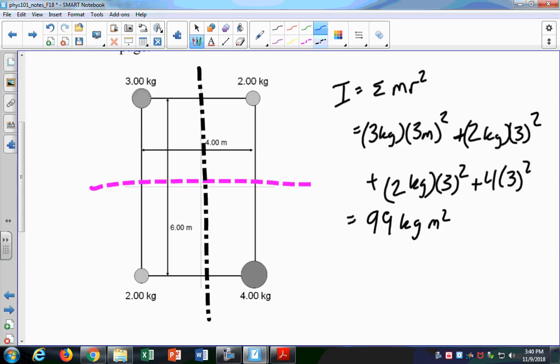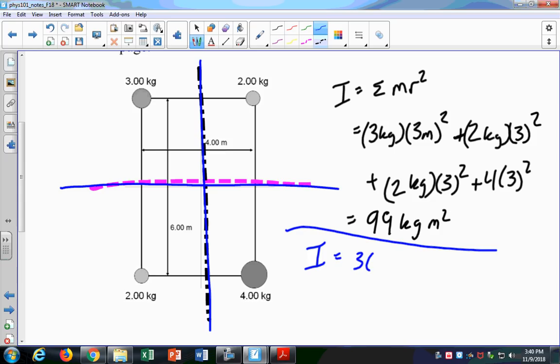But I can show you, if I'm looking about this axis, not that axis, the black axis. The pink axis, right, we're doing now? Oh, shoot, yes, the black, thank you. It's going to be 3 times 2 squared plus the other 3 terms: 2 times 2 squared, 2 times 2 squared, 4 times 2 squared. Each mass times the distance to the axis of rotation, and so that's going to be 36 kilogram meters squared.